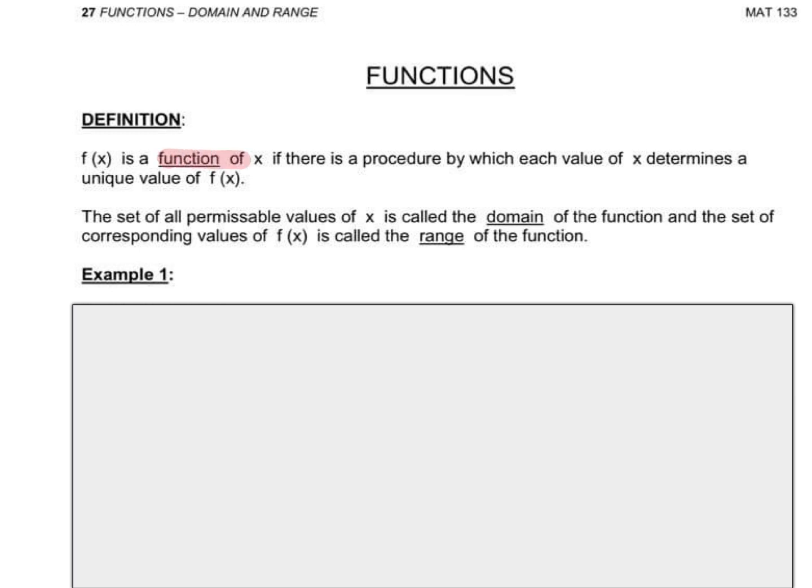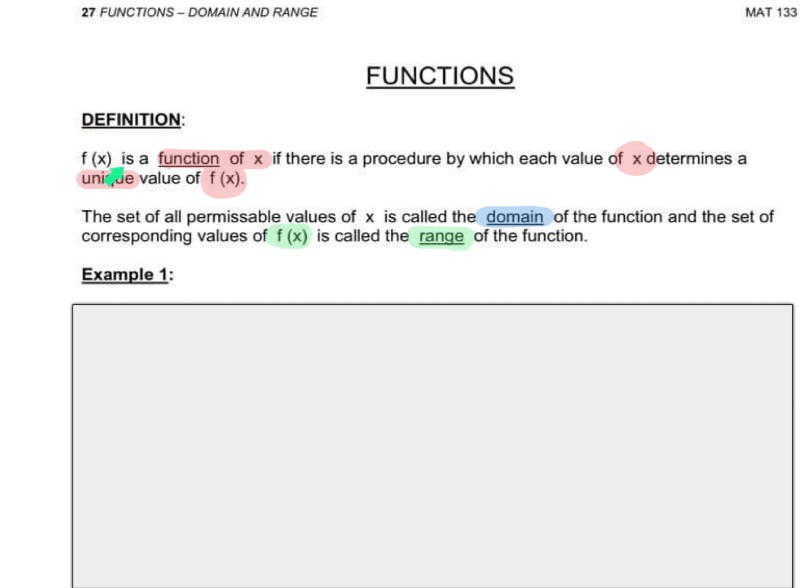f(x) is a function of x if there is a procedure by which each value of x determines a unique value of f(x). The set of all permissible values of x is called the domain of the function, and the set of all corresponding values of f(x) is called the range. So for any function given, we want to find the domain and also the range of the function.